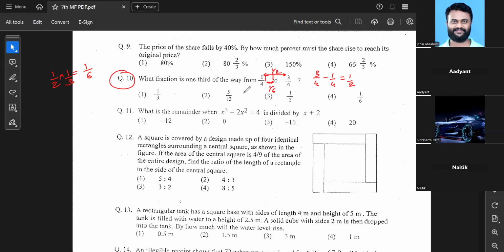Sir, I didn't get the last step. What did you say? Okay. So what did I do? I first found the difference between them. Sir, I got till the step that we multiplied 1 by 2 by 1 by 3 and after that I didn't get it. I'll explain using a diagram. Don't worry.